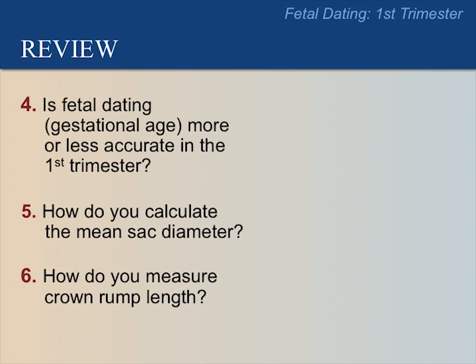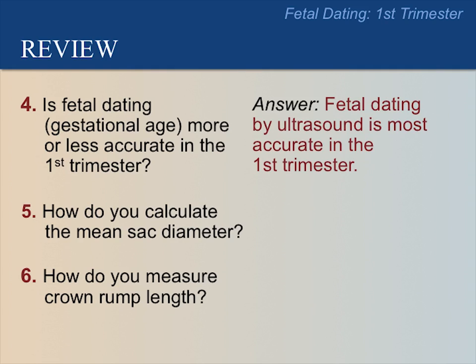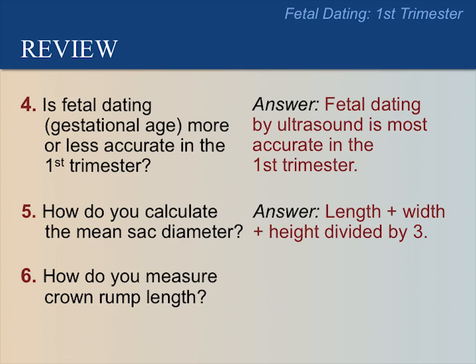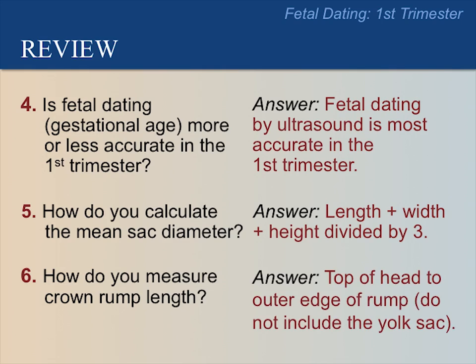Is fetal dating more or less accurate in the first trimester than at a later time? The answer is that fetal dating by ultrasound is most accurate in the first trimester. How do you calculate the mean sac diameter? The answer is to add the length, width, and height of the gestational sac and divide by 3. How do you measure the crown rump length? The answer is to measure from the top of the head to outer edge of the rump, and remember not to include the yolk sac.